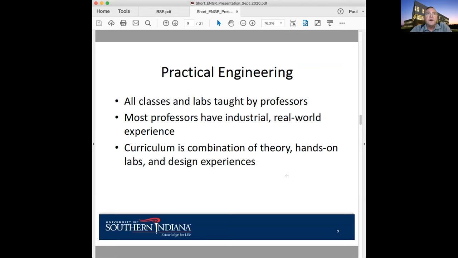And that's where I gained a lot of my experience and several patents as well. Most of our curriculum is a combination of theory, hands-on labs, and design experiences. As I mentioned before, we have at least three design experiences built into all of the curriculum, but then within the individual courses, there are additional design projects as well.